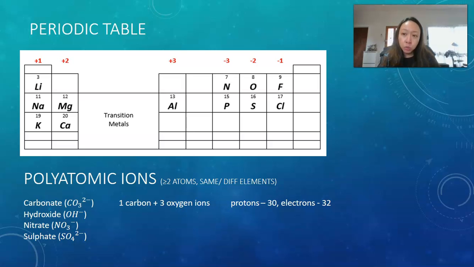It's really hard to calculate the charges for polyatomic ions, so that's why we have to use the list provided. Sometimes, once you keep doing it, you will memorize the charges. What we're using today is hydroxide, nitrate, and sulfate. So let's keep going.